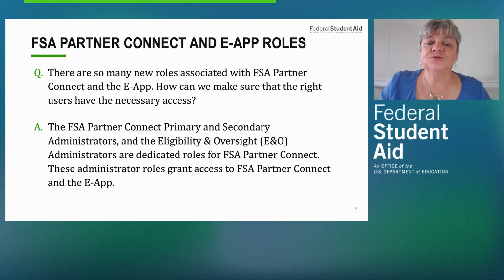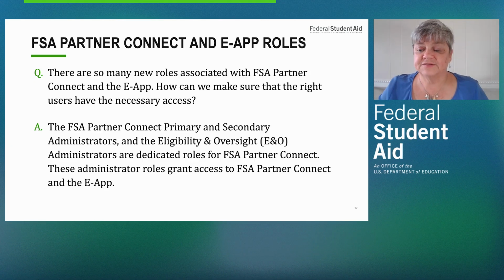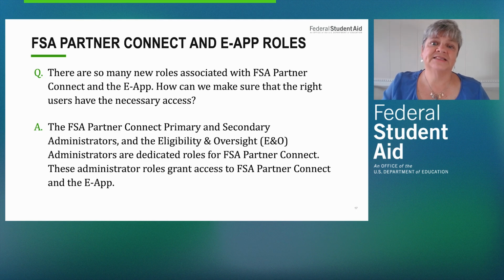Keep in mind that these roles are different than the destination point administrators who manage account access for other department systems. The same person can perform several roles. For example, one person can be the primary destination point administrator, the primary administrator for FSA Partner Connect, and the E&O administrator for the EAP. If the destination point administrators are not the financial aid administrator, then they should assign the primary administrator role for FSA Partner Connect to the FAD via the SAIG enrollment site.